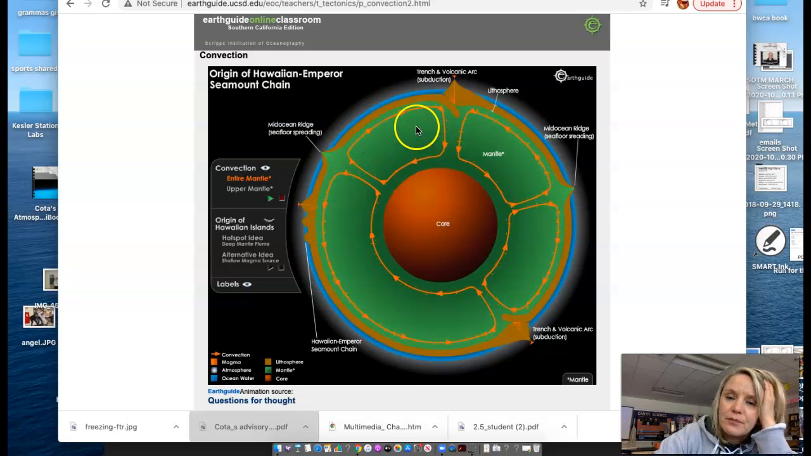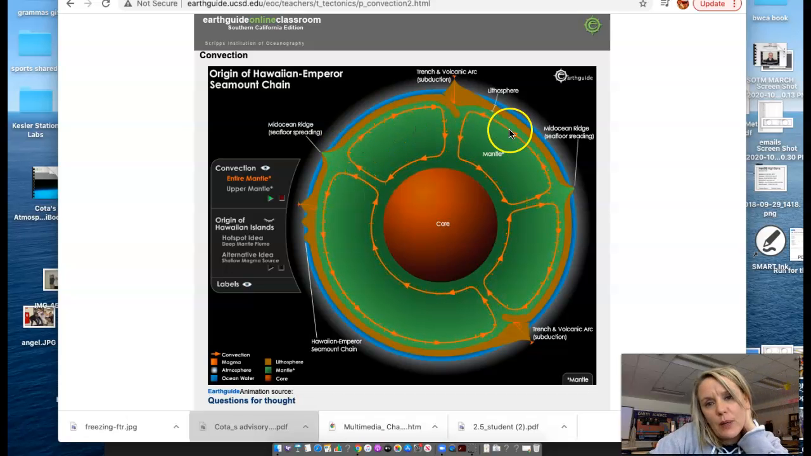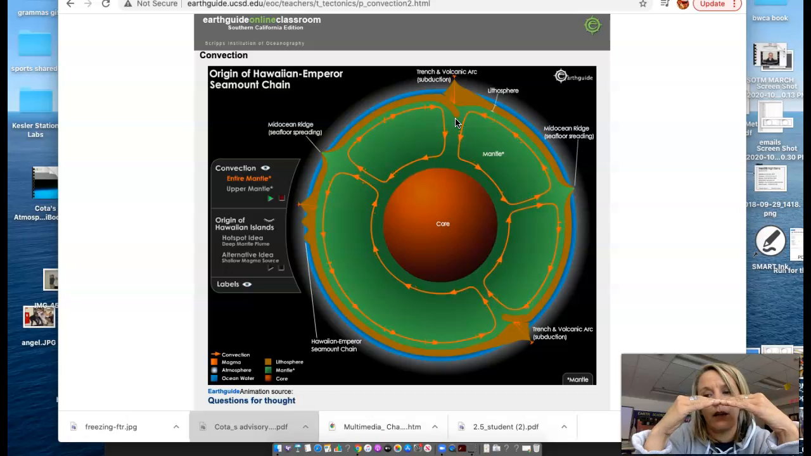Let's look over here. Over here we have the same kinds of convection cells that are moving laterally. Mantle is rising, it's heated and rises, it moves laterally, it cools, it sinks. And same thing is happening in this cell. It's pushing these two plates together. Okay? Well, a couple different things can happen.